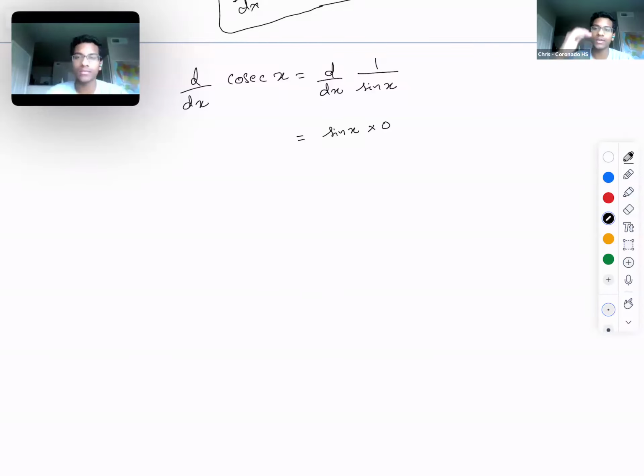I think I just want to take it step by step, not reach a conclusion. So you want me to write d by dx of 1? Yeah. Because I don't like to overthink and mess something up. It'll be minus 1 times the derivative of that, so it'll just be cos x. Divided by the sin x squared.